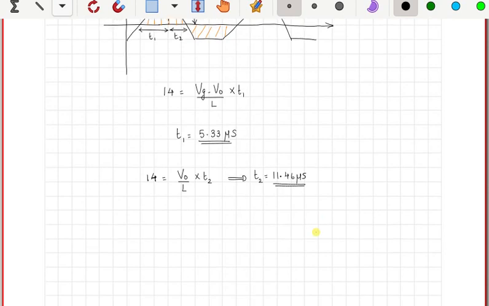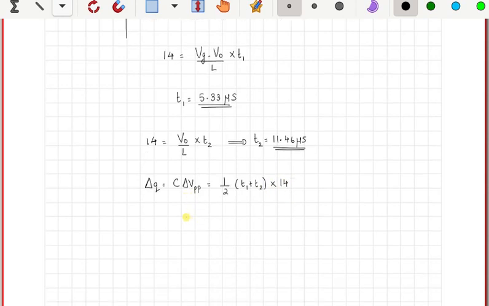And so now you can calculate the area under the positive portion, which is delta Q, which is also equal to C delta V peak to peak. That procedure proceeds in a similar fashion as we did for CCM. So this is equal to half into T1 plus T2 into 14, which is delta IL minus I0. Delta V peak to peak is 1 volt, so C is simply equal to this value, and if you evaluate it, you will get it as 117.57 microfarad.